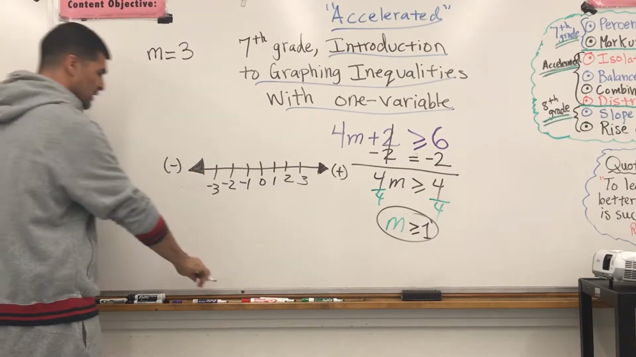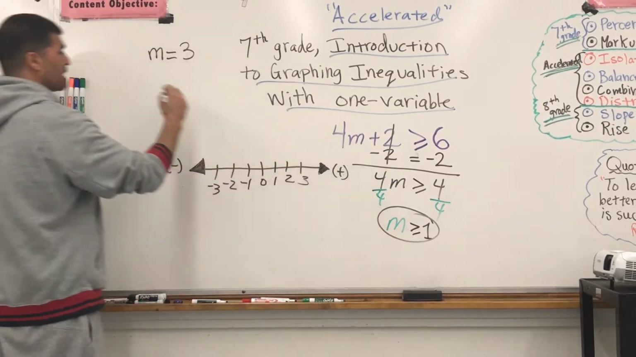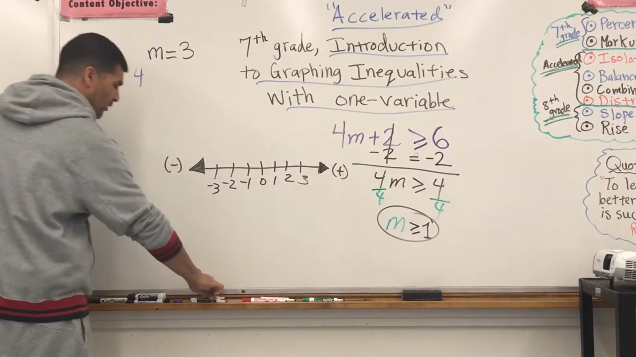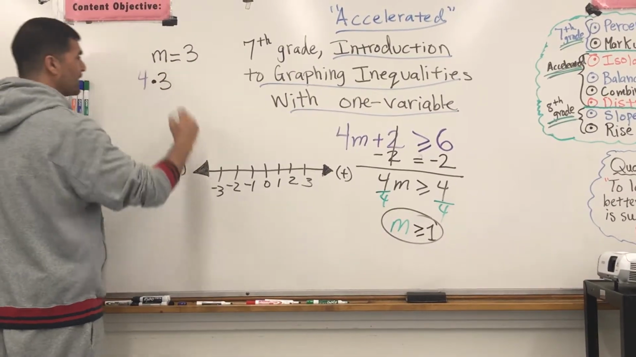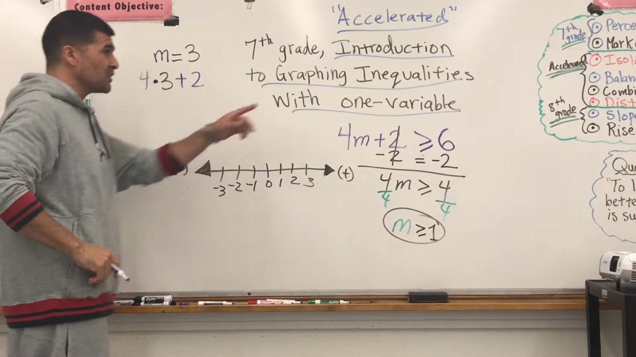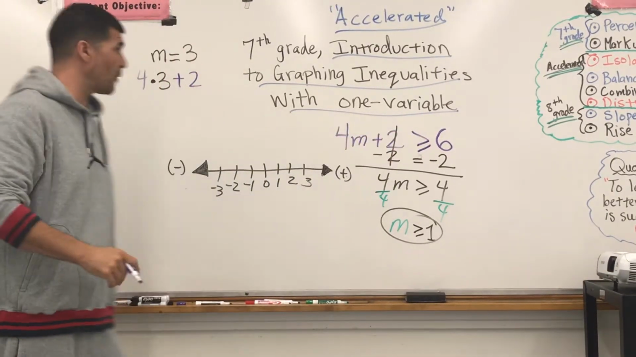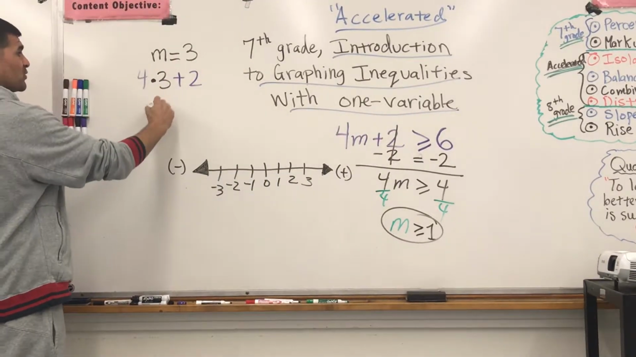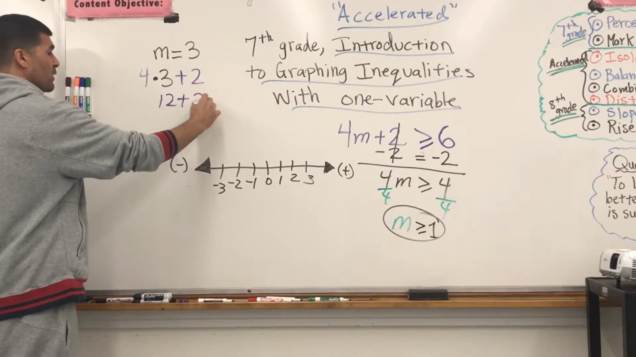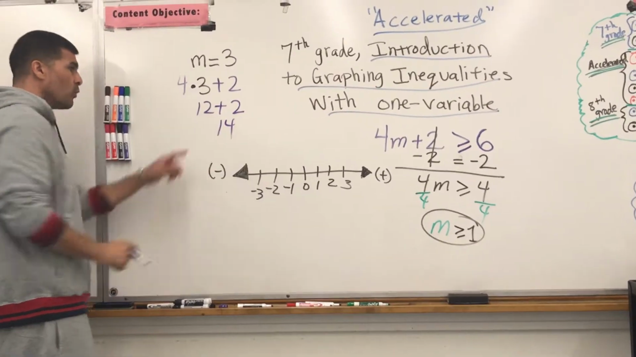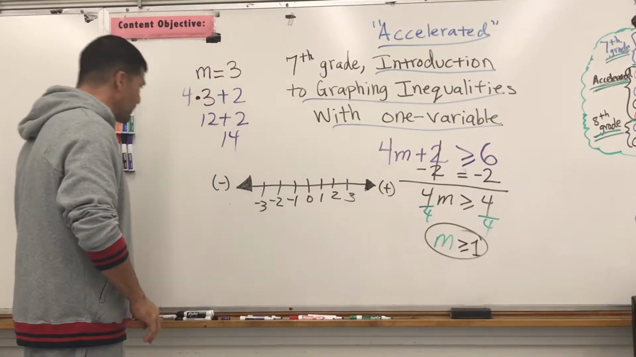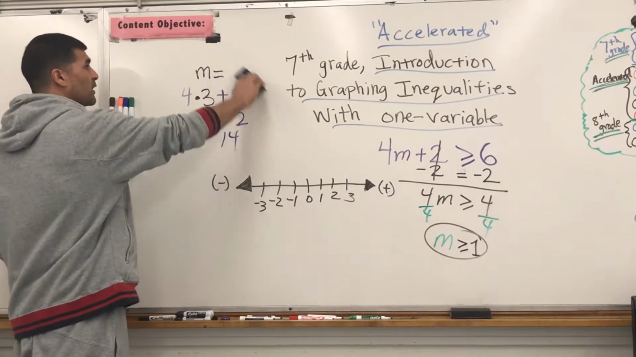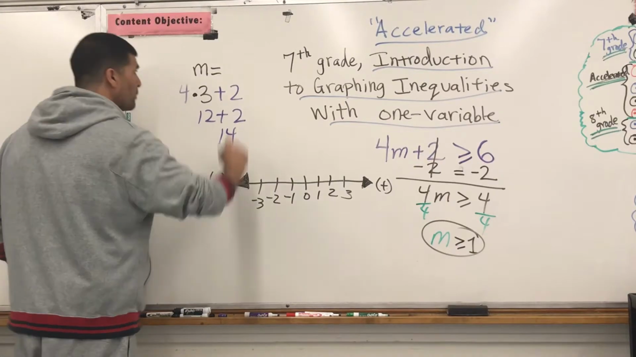If you use m equal to 3 in our inequality, we multiply 4 times 3 and then add 2. If this isn't greater than 6, there's a problem. Well, 4 times 3 is 12, and 12 plus 2 is equal to 14. Well, 14 is greater than 6, so that's fine. What happens if I make m equal to 2? Will it still be okay?